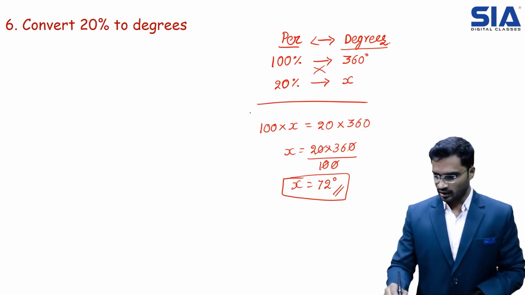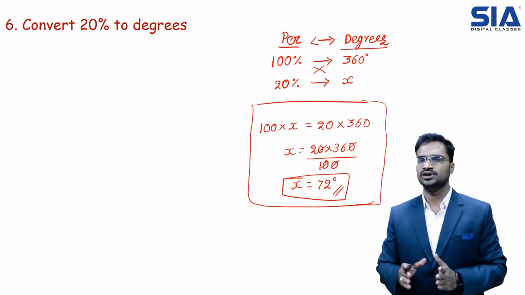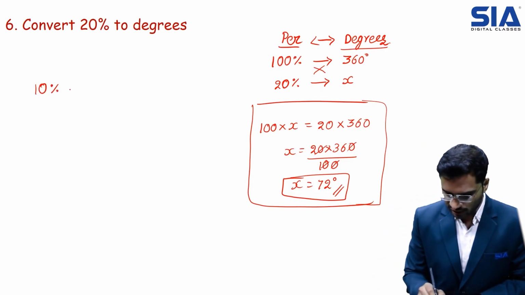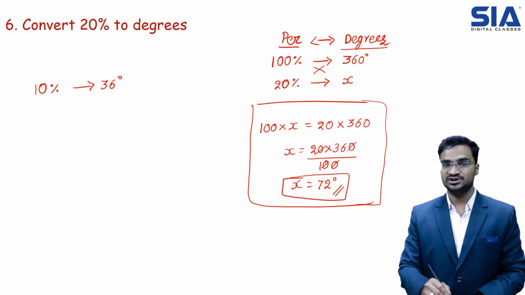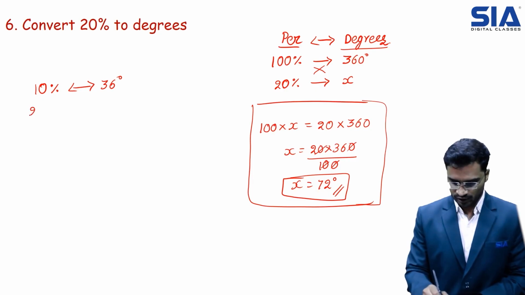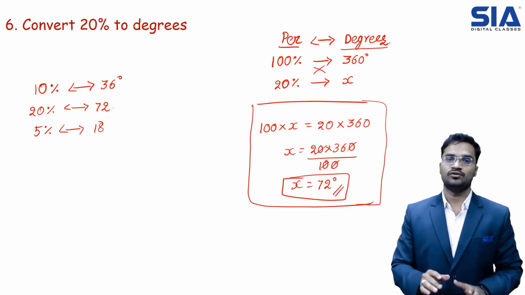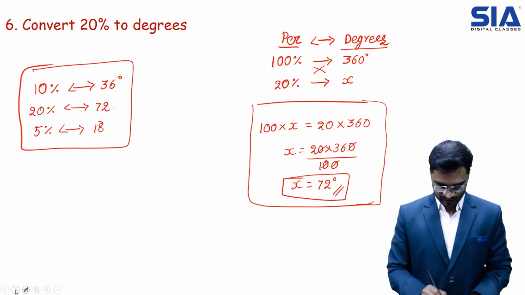Now we should remember some basic values in the conversion of percentages to degrees. Suppose the value of 10% in degrees is 36 degrees. In the same way, 36 degrees is equal to 10%. Now 20% is double of this number, which is 72. In the same way, 5% is half of this 10%, which is 18. So we have to remember these basic values of conversion. Okay, now coming to the next question.